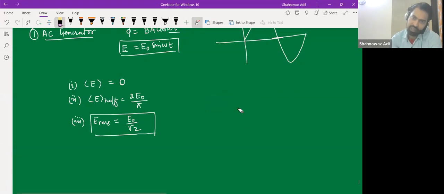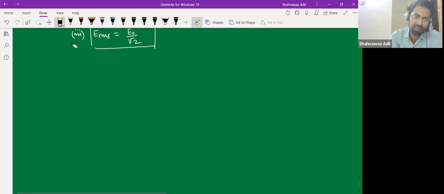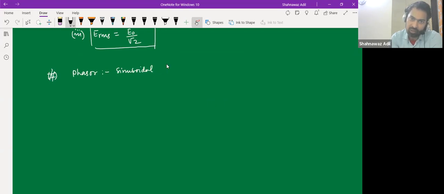Okay. And then we got to know about phasors, right? And what were phasors? They behaved like a sinusoidal behavior, right? And they were rotating vectors.